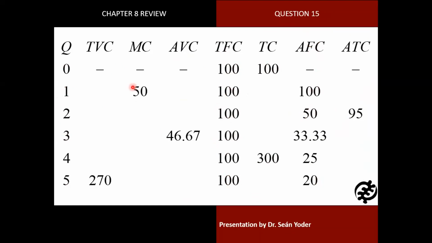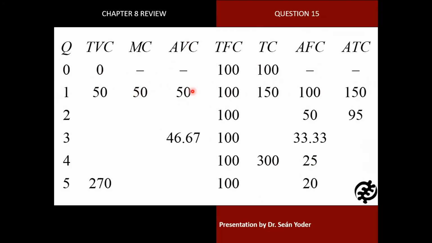Now let's go down to the first row. We're given marginal cost is 50. So 0 plus 50 is 50. 100 plus 50 is 150, or 50 here in total variable plus 100 total fixed is 150. 150 divided by 1 gives us an average total cost of 150. And average variable is 50 divided by 1. There you go.